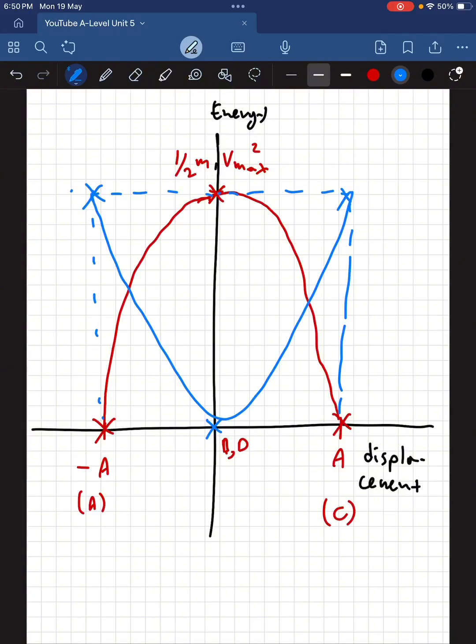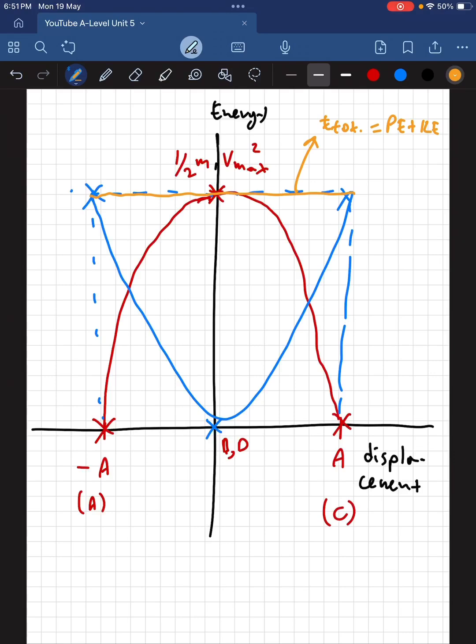And notice that if we add, let me use a different color. Let's use orange. I don't know why I like orange so much, but anyway, if we add them up, we see that this is the total energy, okay? The total energy is equal to the potential energy plus the kinetic energy.